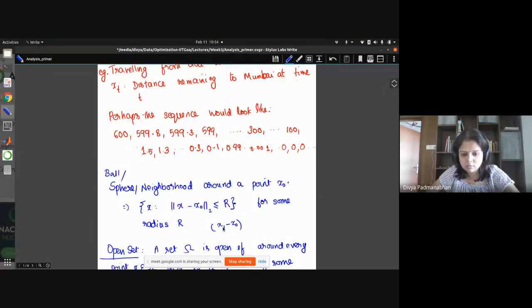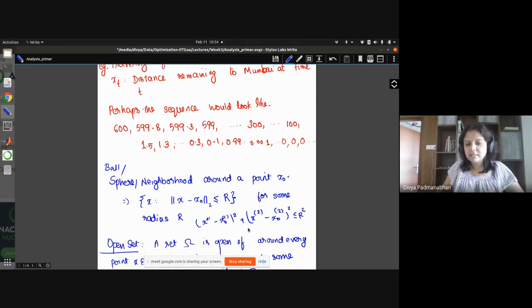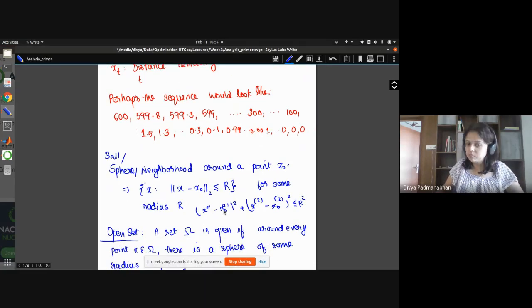Let me write it in a better way. (x1 minus x0 first coordinate) squared, plus (x2 minus x0 second coordinate) squared, is going to be less than r squared. This is the equation of a circle, right?